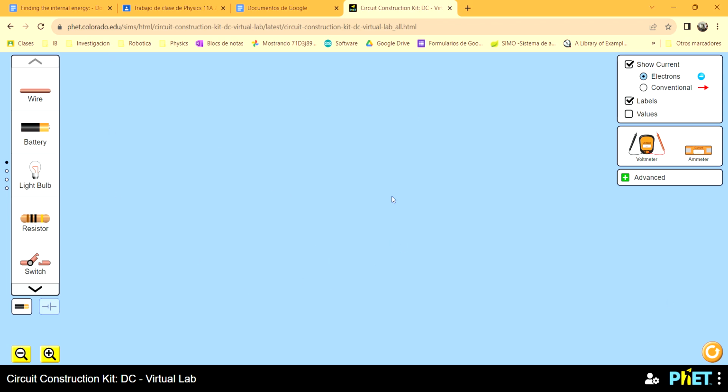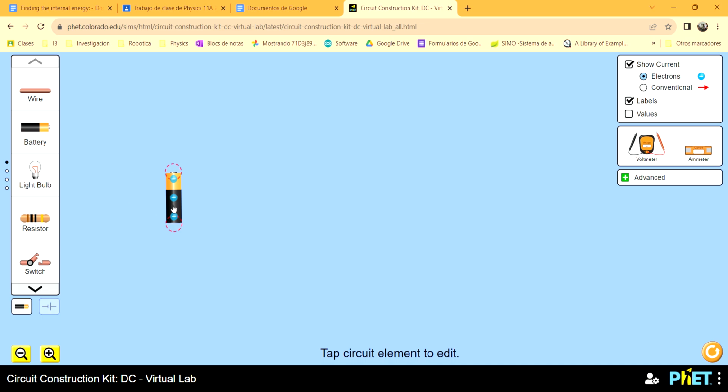Okay guys, today we're going to explain how to use this circuit simulator. This is the PhET circuit simulator. I'm going to show you the basics. These are the batteries. The batteries give the voltage, the potential difference, to the electrons so they can move over the circuit. I will show you the basics on how to measure and how to put things together, and then you have to construct some circuits from the guide that I left you in the classroom.